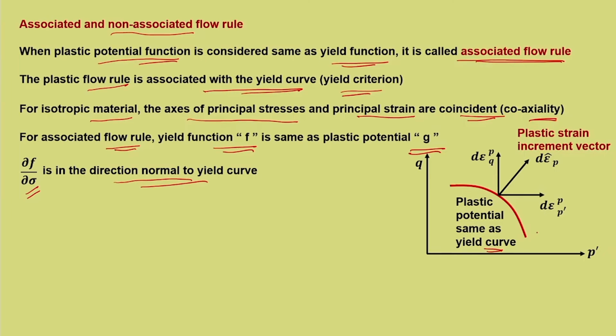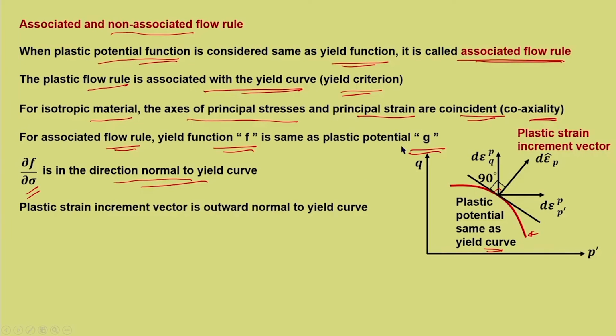So, this is the yield curve as well as the plastic potential, and we have the plastic strain increment vector, and that is normal to the yield curve. So, this is 90 degrees. So, that is normal to the yield curve. Now, the plastic strain increment vector is the outward normal to the yield curve. Such an assumption is called the normality rule.